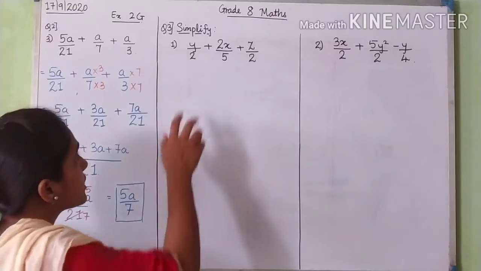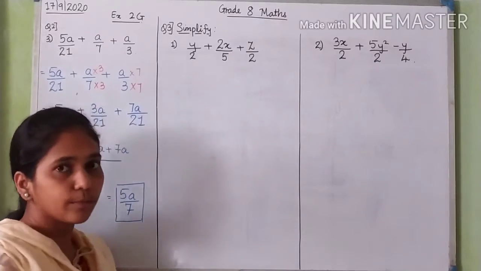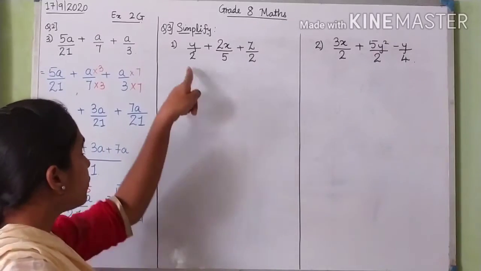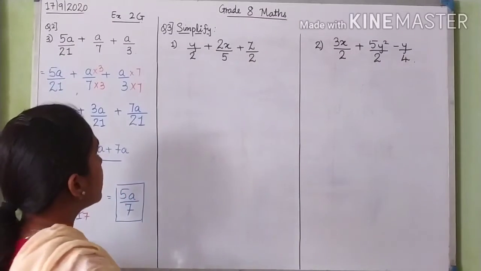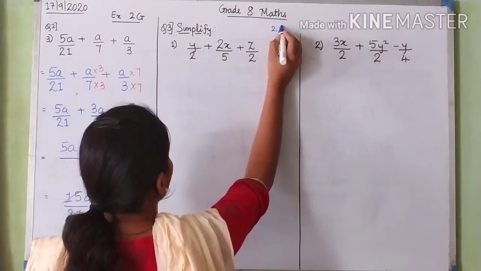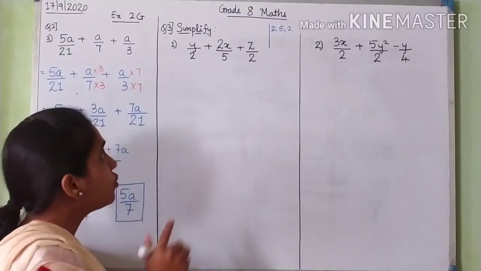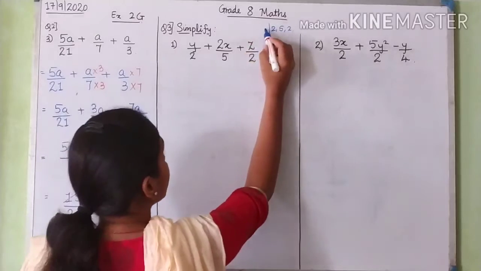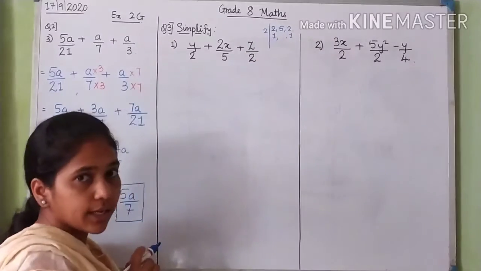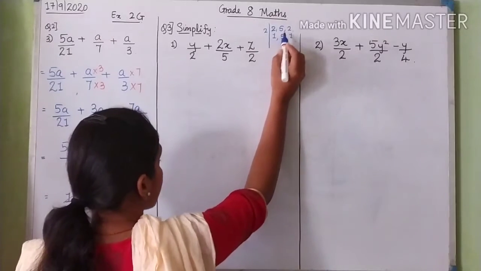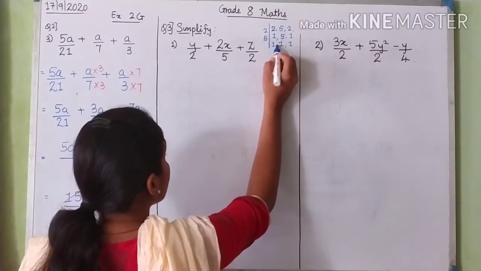So the third question is again simplify, but it is a little different from the second question. There are three fractions and they are added. As with normal fractions, we first make the denominators equal. Here the denominators are 2, 5 and 2. First I divide them by 2 because there are two 2's. So 2 1s are 2 and 2 1s are 2. 5 does not get divided, so I write 5 as it is. Now 5 1s are 5 and this 1 I carry down.